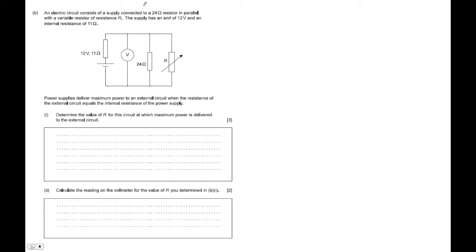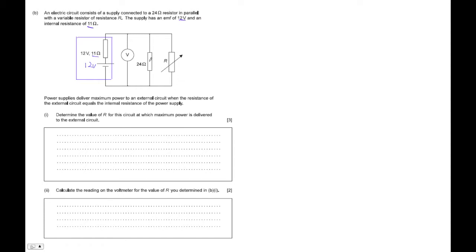So an electric circuit consists of a supply connected to a 24 ohm resistor in parallel with a variable resistor of resistance R. The supply has an EMF of 12 volts and an internal resistance of 11 ohms. It's not clear that they're calling this 11 ohm resistor just part of the battery. Really they should have drawn a box around this, because this is all just one unit. This is the battery. It's got 12 volts, and it's got 11 ohms of internal resistance. That's all one thing.